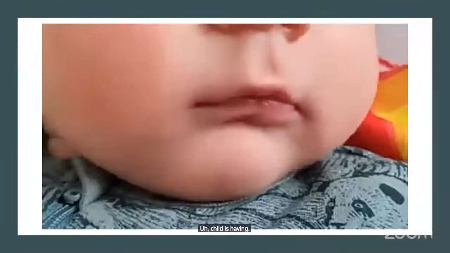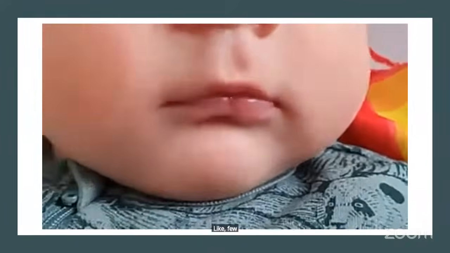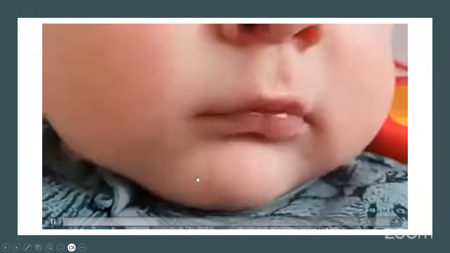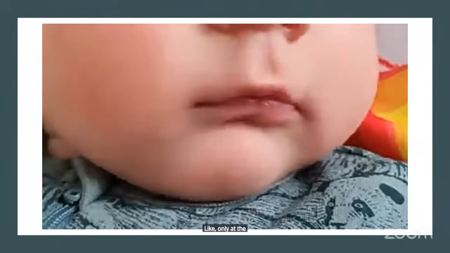Next. Like in this video we can see that this child is having... no, back please, play the video. A few vertical chin movements are there in between, only at the tip of the chin.